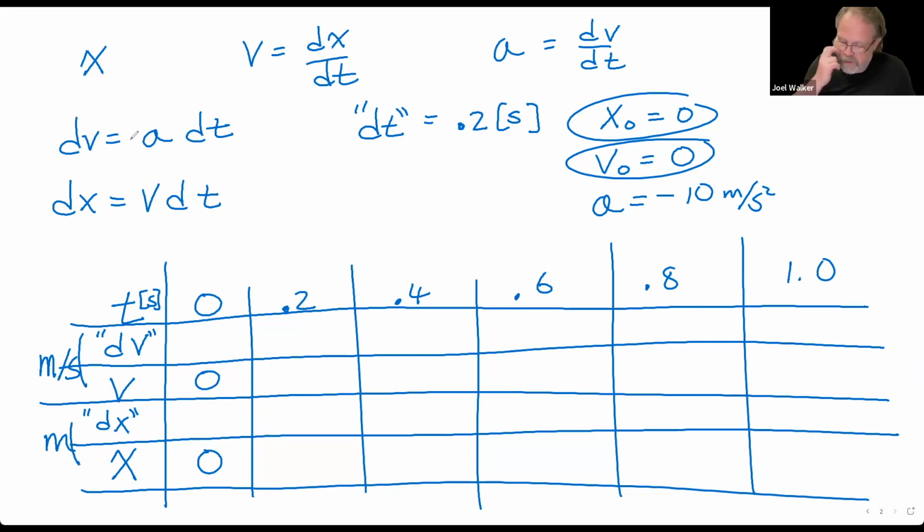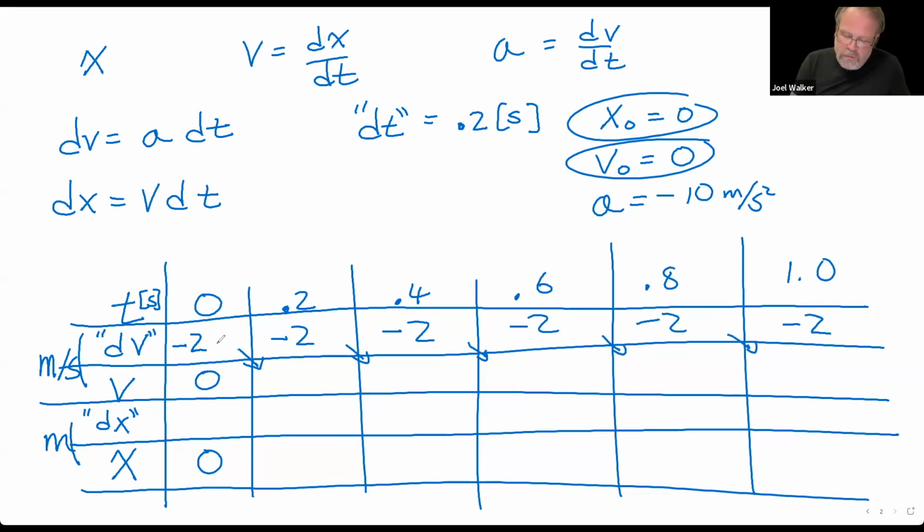0.2 times -10 is going to be -2 meters per second. Likewise, for every step along the motion here, our dv, since a is staying constant, a is always going to be -10. Things going to fall with constant gravitational acceleration. Since a is always -10, for every 0.2 seconds in time, we'll drop an additional 2 meters per second. So let's use that then to update our table.